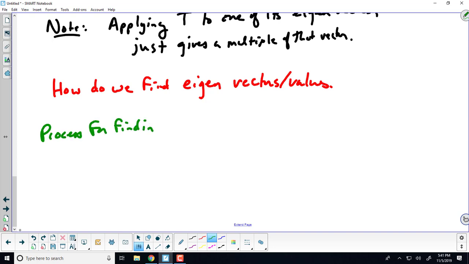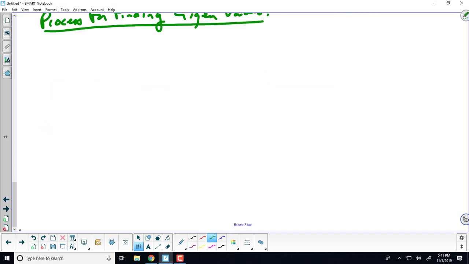In fact, let me say specifically the process for finding eigenvalues. What you always do in this procedure is you always find the eigenvalue first, and then you can find its associated eigenvector. So here's what we want. We want T of some v to equal lambda v, right? That's what it means to be an eigenvector. So we're looking for a v that does that.